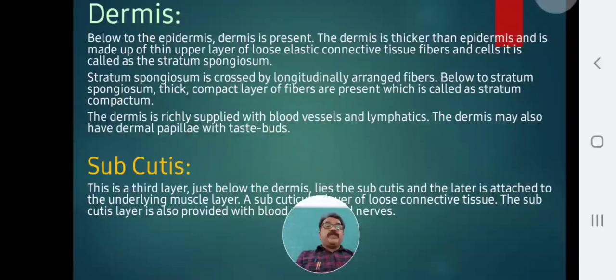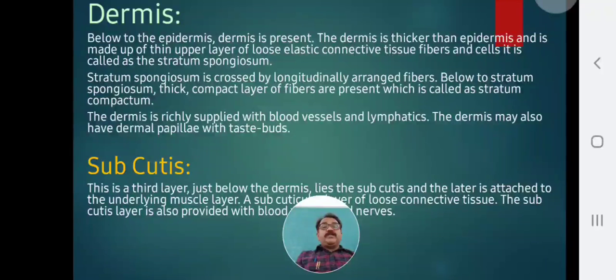I have just told you that this dermis is made up of two cell layers. One is the stratum spongium and the second is the stratum compactum. Stratum spongium is the loose elastic connective tissue layer, and the stratum compactum is below the stratum spongium, a thick compact layer of fibers. This thick compact layer of longitudinally arranged fibers is called the stratum compactum.